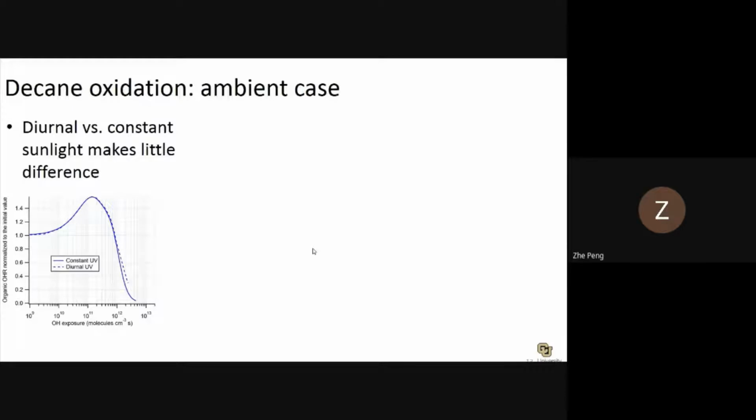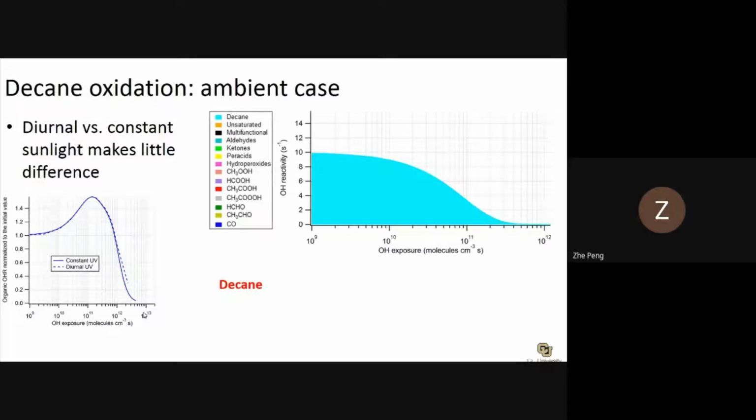Now let's look at the result of oxidation of a VOC of more interest, which is decane. Let's start with the ambient case. Well, the results of 2 ambient cases, diurnal cycle and constant sunlight, look almost the same. So from now on, I only refer to the constant UV case for ambient cases. If you look at the curve of the OH reactivity evolution in decane oxidation, you can find a lower peak at lower age compared to methane oxidation.